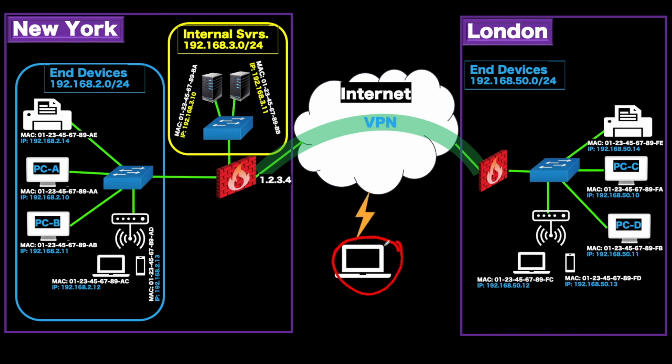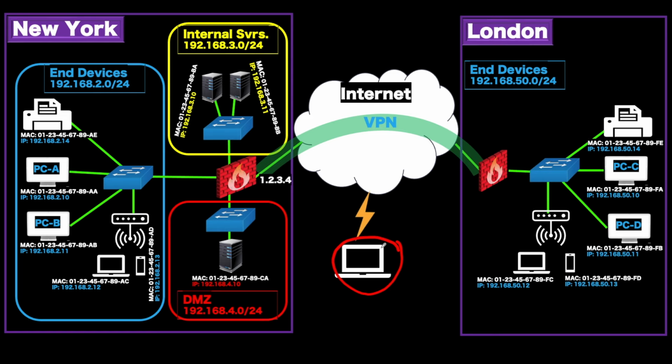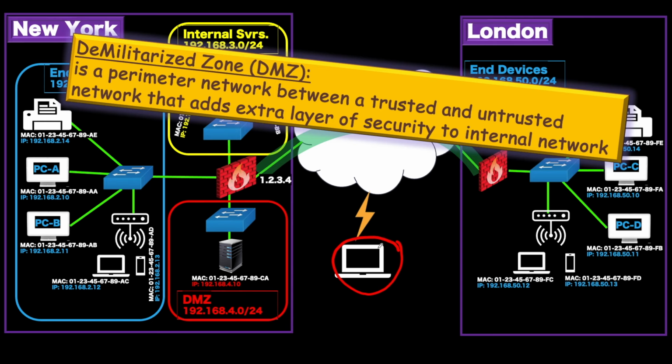The company also wants to test this non-critical internal app from the internet. To make this happen, the company implemented a DMZ subnet off of the firewall. Demilitarized Zone, DMZ, is a perimeter network sitting between a trusted and untrusted network that protects and adds an extra layer of security to the internal network from an untrusted network like the internet.